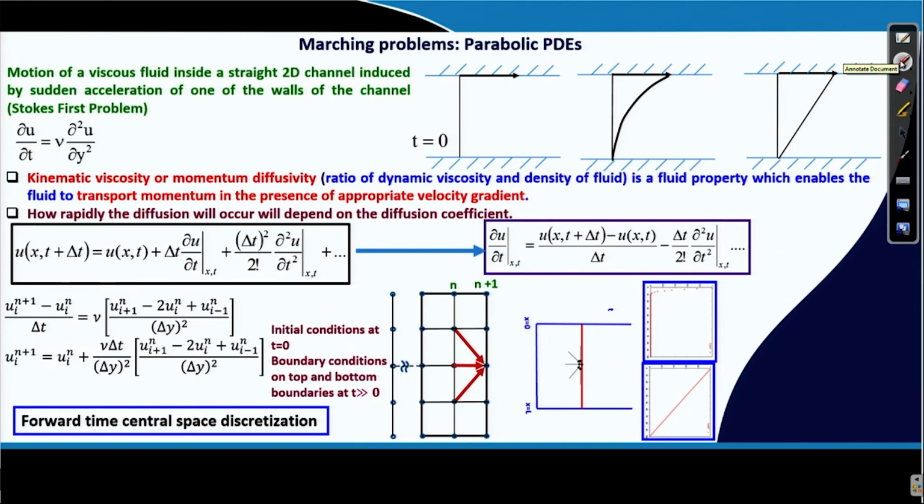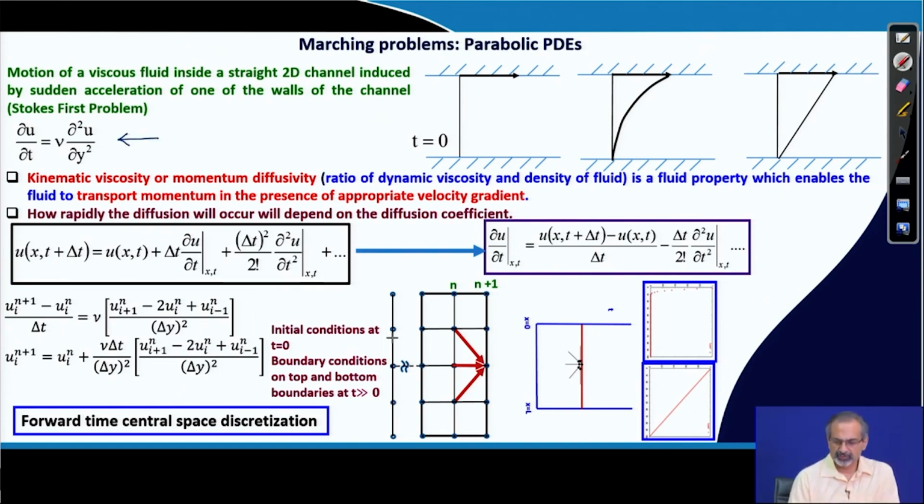So, for the parabolic problem, we are talking about the so called Stokes first problem, which is given by this equation. You have a first order derivative in time and a second order derivative in space associated with the viscosity coefficient. The physical problem looks like that. You have two parallel walls at a finite distance, stretched from negative to positive infinity, and you have a viscous fluid in between, which is initially at rest.